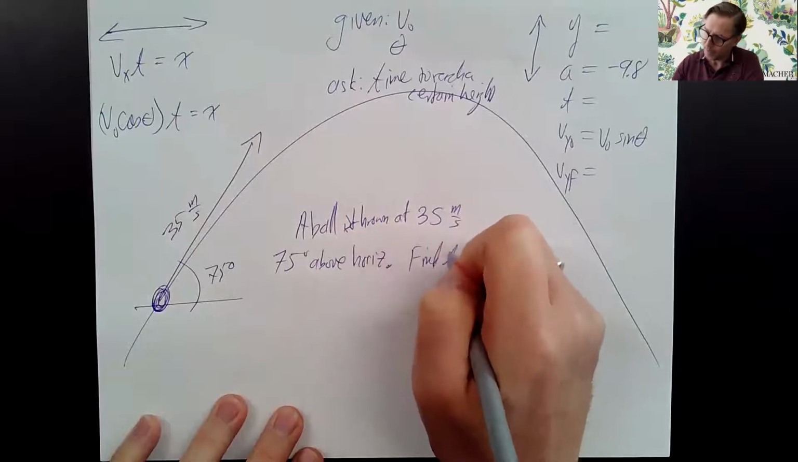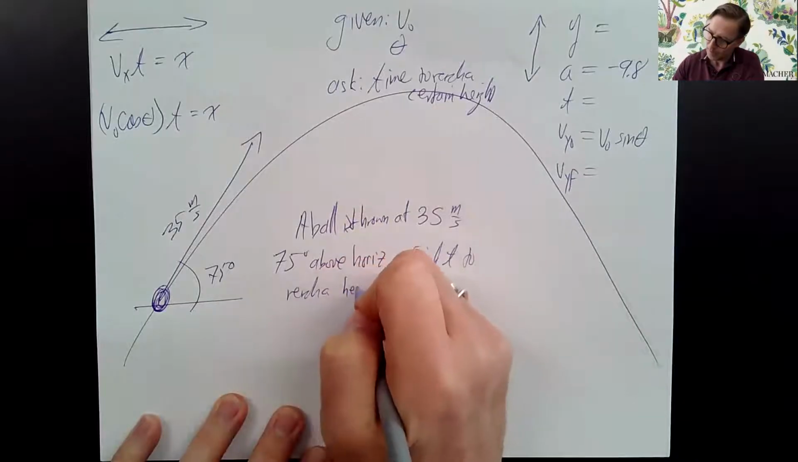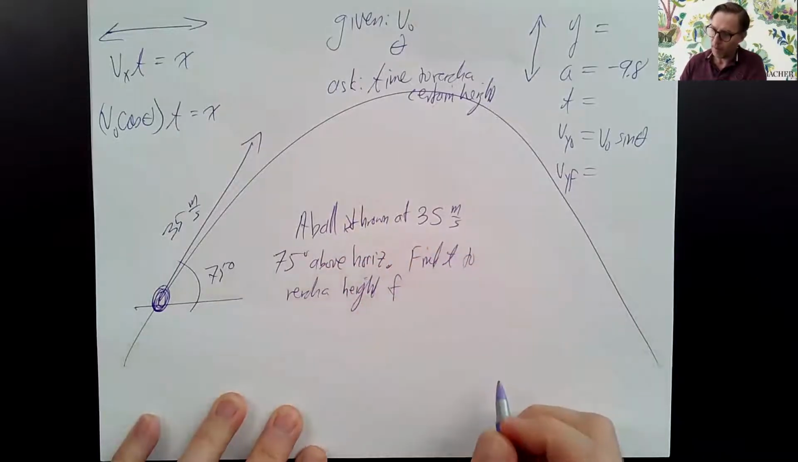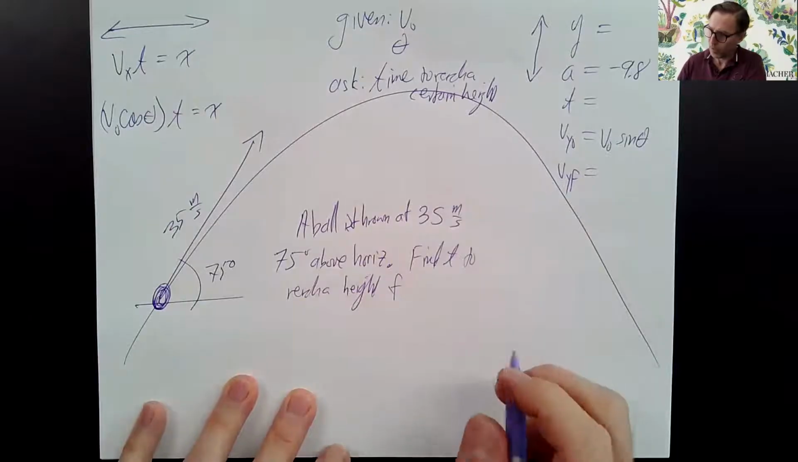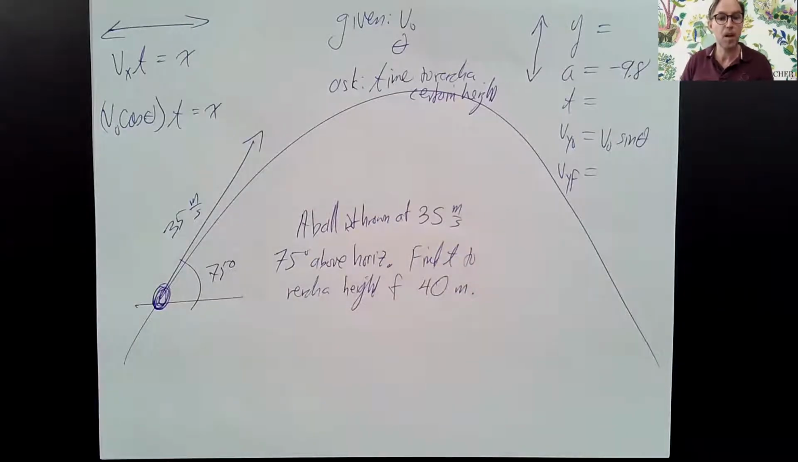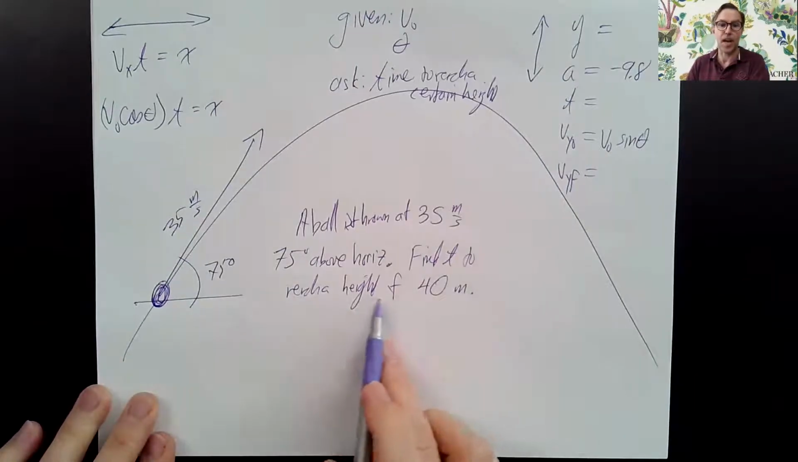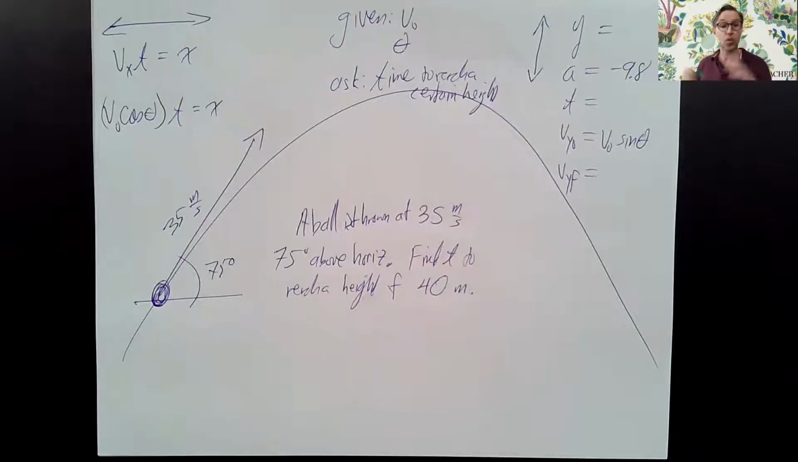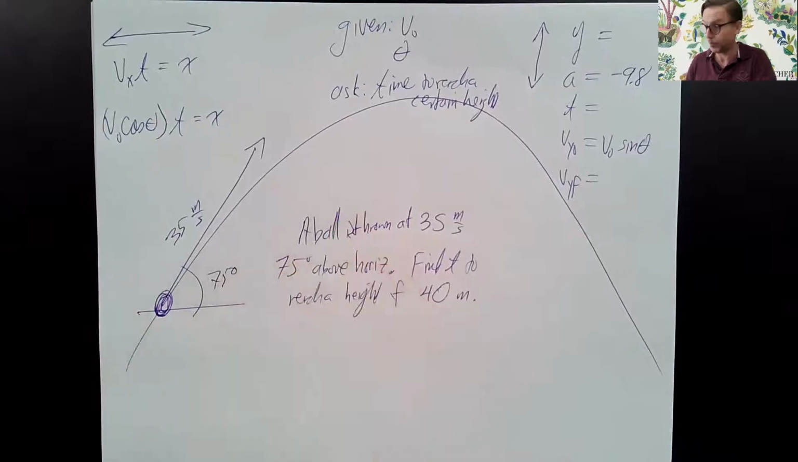Find t, the time it takes to reach a height of, let's say, just a sec, 40 meters. It's pretty high. So a ball is thrown at an original speed of 35 meters per second, 75 degrees above the horizontal. Find the time it takes to reach a height of 40 meters. So let's fill in. I'm changing colors now because now I'm solving the problem.